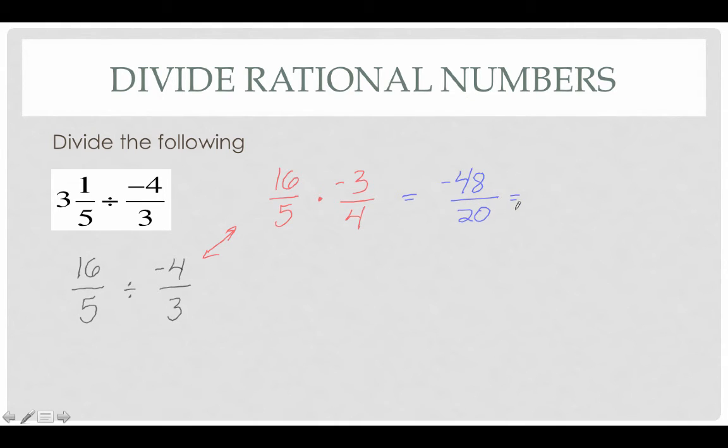20 goes into 48 two times to get 40 with a remainder of 8. So that's now -2 and 8/20. And 8/20 I can reduce, since 4 goes into the numerator and the denominator, so it turns into -2 and 2/5. So there's my final answer. If I do it as a division problem, -4/3 goes into -3 1/5 -2 and 2/5 times.